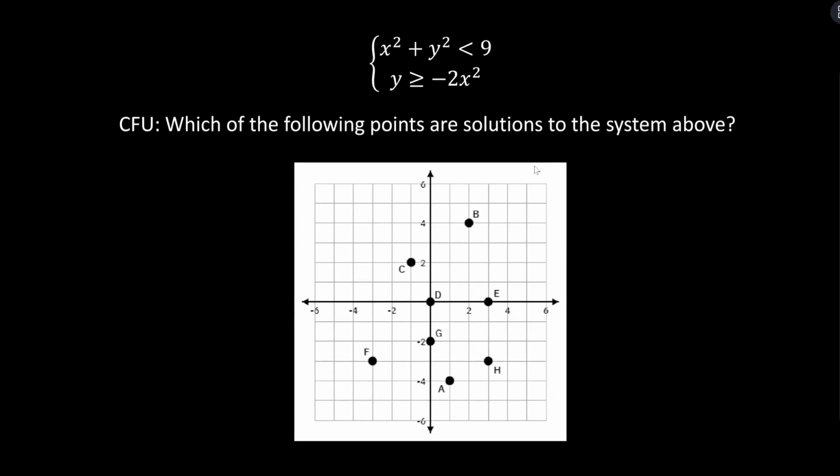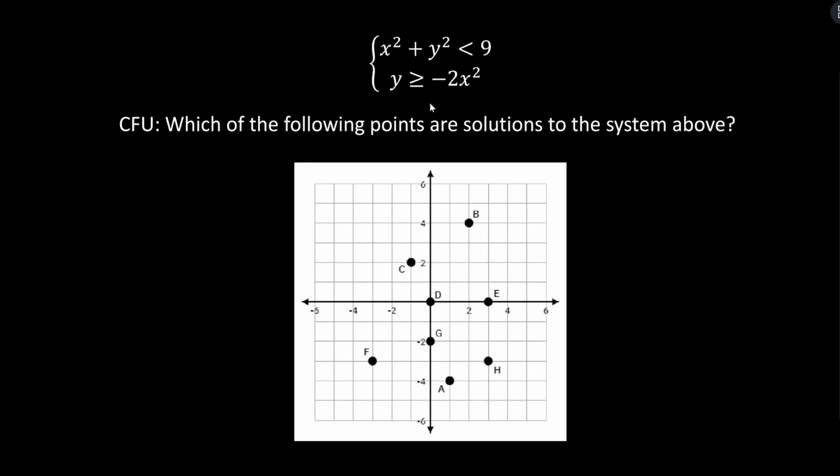I love these types of questions. I give you a bunch of points. I label them. Then I give you a little system here. This time we just have 2 inequalities. And I say, which of the following points are solutions to the system above? So I'll give you 5 seconds.